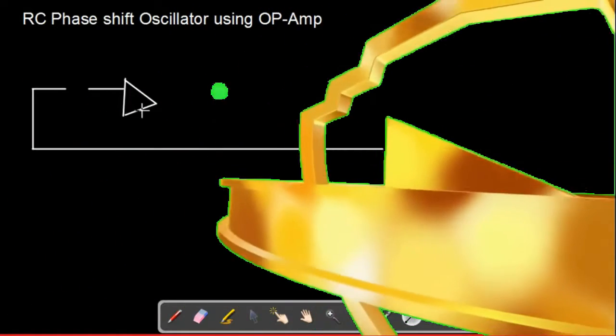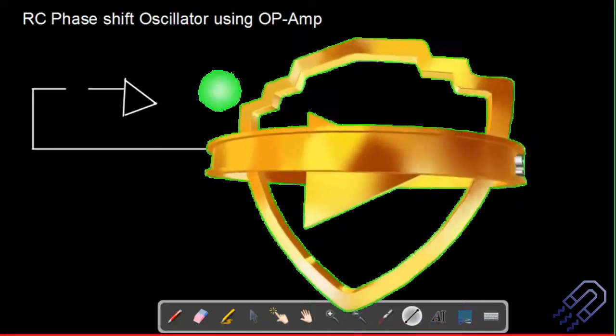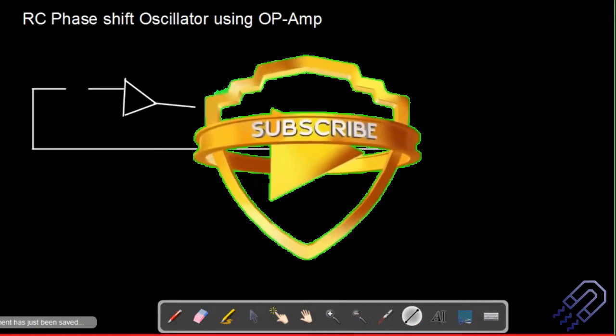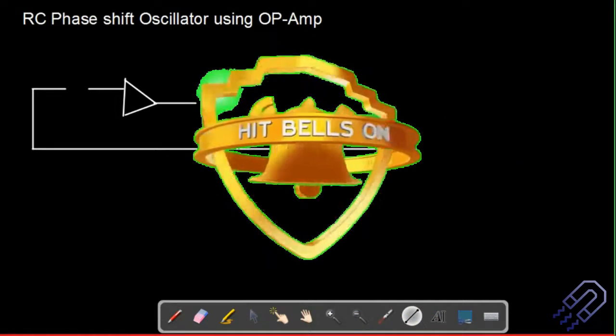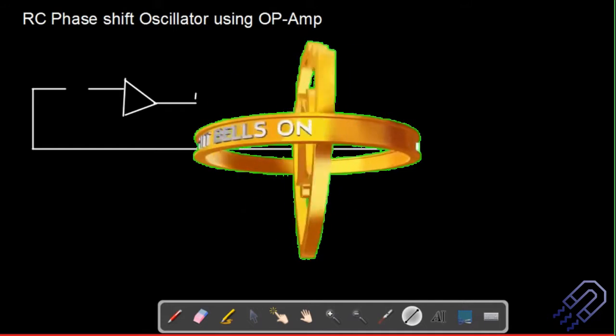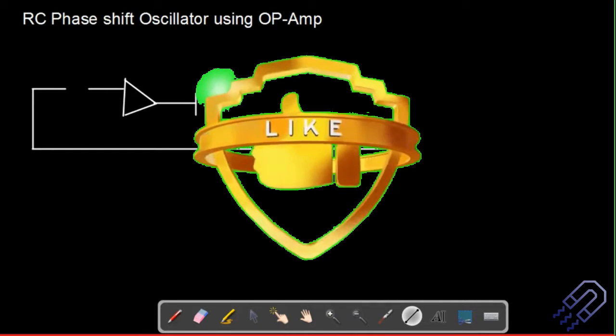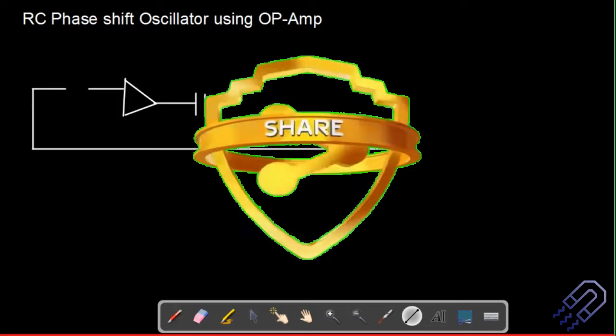So I need to have zero phase shift. So definitely the main circuit using the op amp should also have a phase shift. Okay. So there, what we are going to have is this is the feedback circuit. So you can draw it in any way.